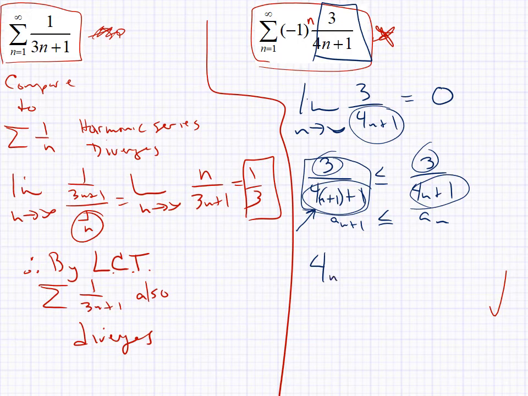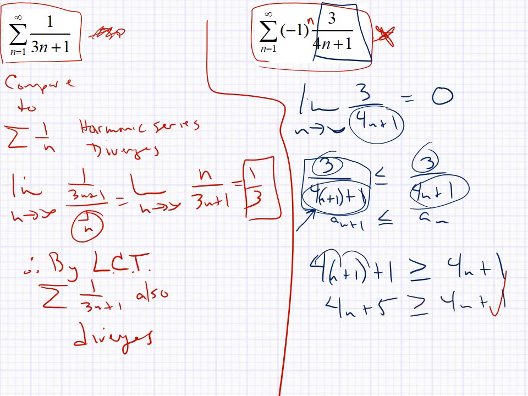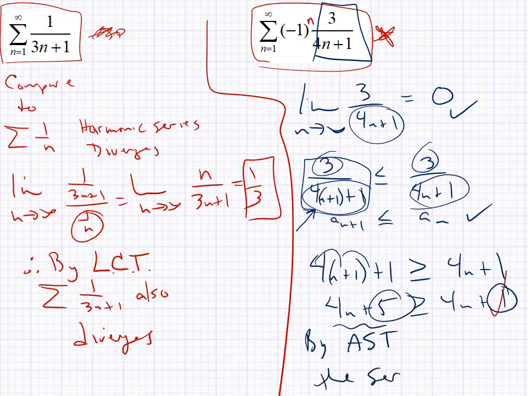So is 4(n+1) plus 1 bigger than 4n plus 1? Well, sure it is. Because this is 4n plus 5 when you multiply this out, and this is 4n plus 1. So because I'm adding 5 here and adding 1 here, certainly this is bigger. So this checks out, this checks out. So by the alternating series test, the series converges.